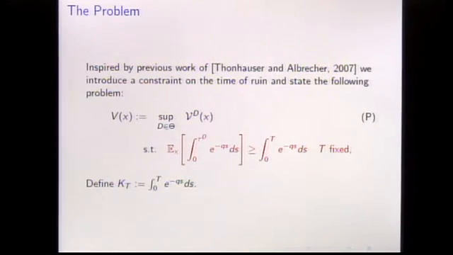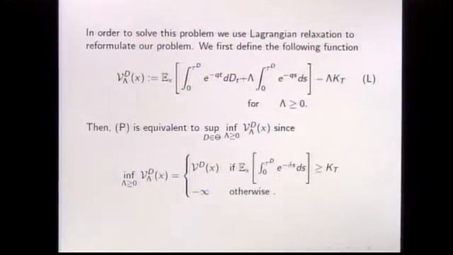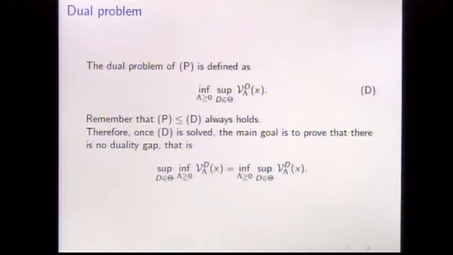So this is the problem that we want to solve. The idea is to use a Lagrangian relaxation to take the constraint into the objective function with a Lagrangian multiplier. So the original problem is going to be the sup, the inf of this Lagrangian function. That's easy. And we have the dual problem, which is just changing inf with sup. We always have this inequality already. So the goal is to prove that there is no duality gap, that we actually have zero duality gap.